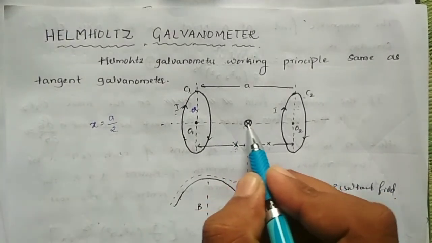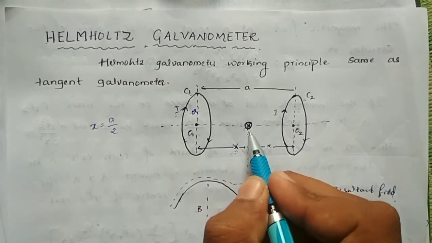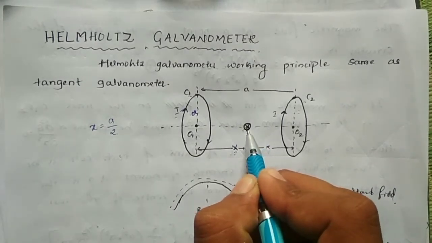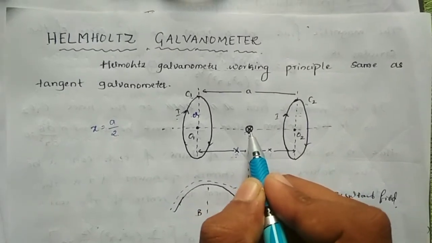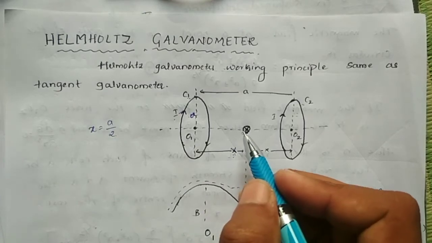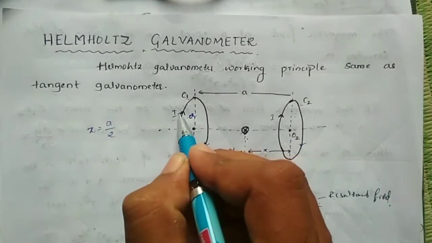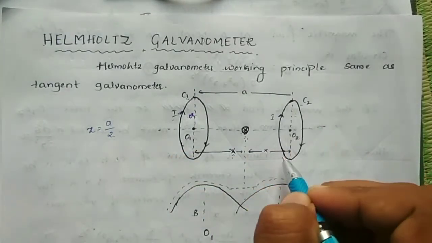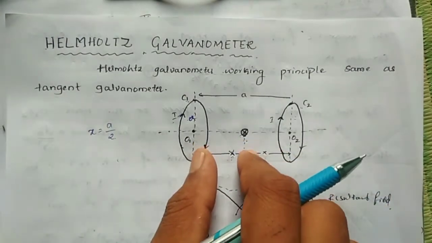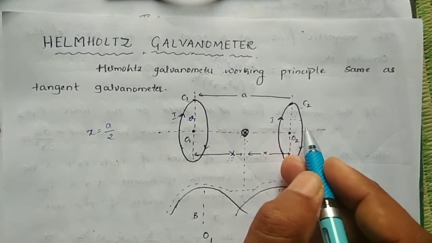So you maintain the uniform magnetic field along the axis of the coils. At that time uniform deflection takes place inside the compass box. The compass needle will be uniformly deflected because the two coils carry a current in the same direction, and the distance between the coils is equal to the radius of either coil. This is the main principle we have to prove here.